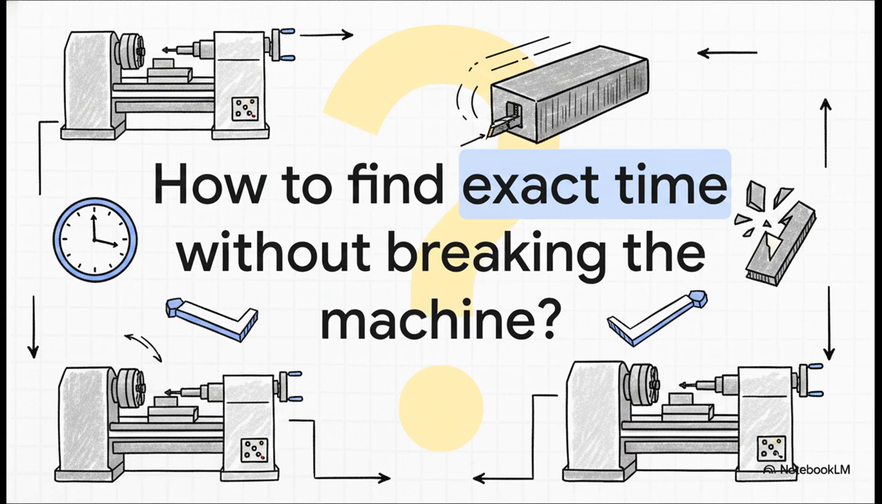You've got a super strict deadline, a heavy block of steel, and a single cutting tool. How on earth do engineers calculate exactly how long that part will take to make without pushing the machine so hard that the cutting tool literally shatters? Well, today, we're going to learn all about the physical levers that engineers pull to master this exact balance.